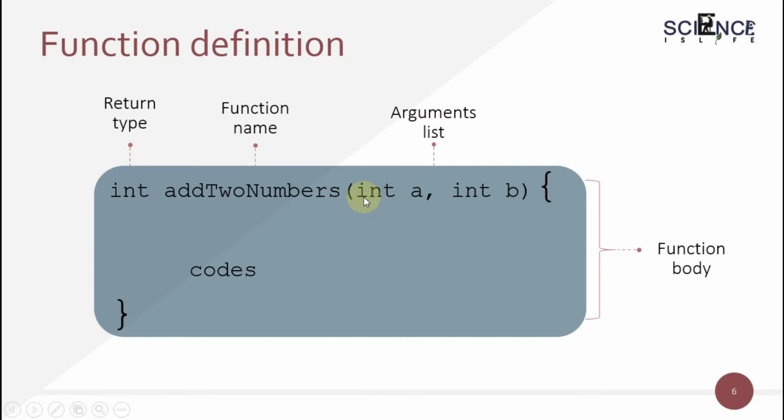So here I have declared two separate variables. Both are integers here, right? If you want, you can make it float, string, or anything as you wish. So this is the argument list, and after the argument list we open curly brackets, right?